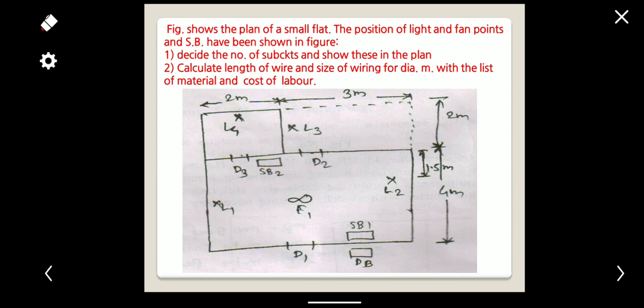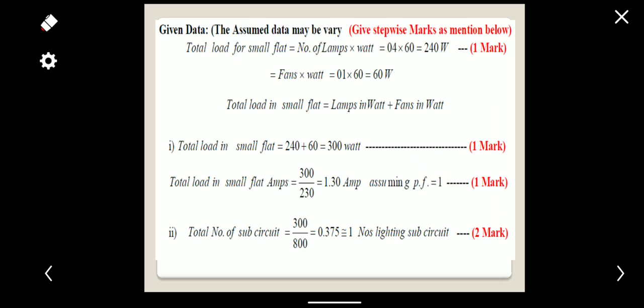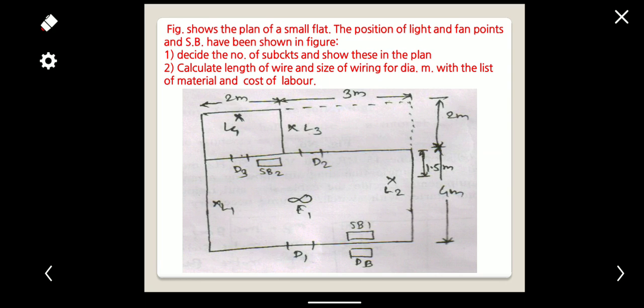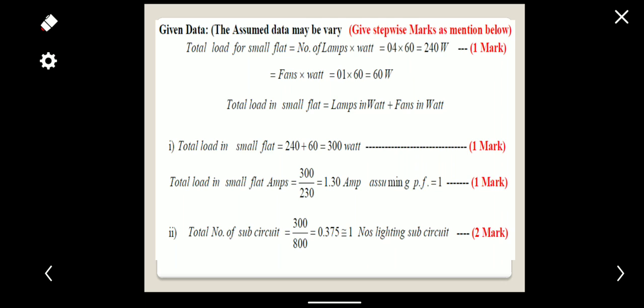Here the total number of lamps is 1, 2, 3 and 4. It has 4 lamps and the wattage of each lamp is 60 watt. So 4 into 60 is equal to 240 watt. Then the wattage for the fan. Only one fan is used here in this hall, so the fan wattage is 60. So 1 into 60 is equal to 60.